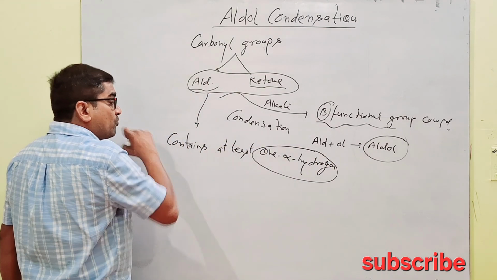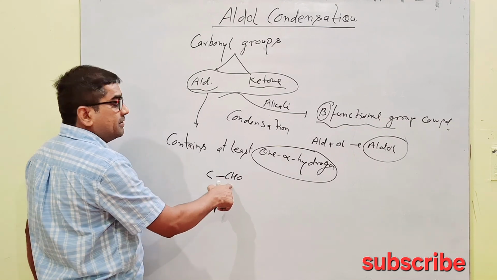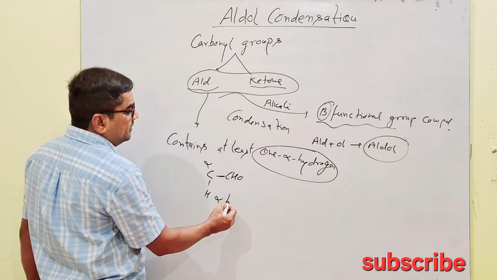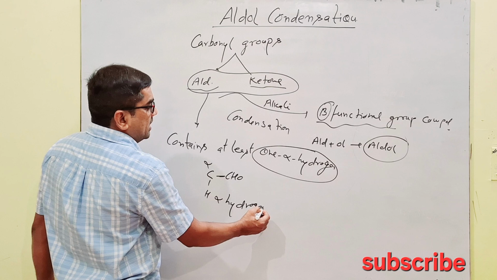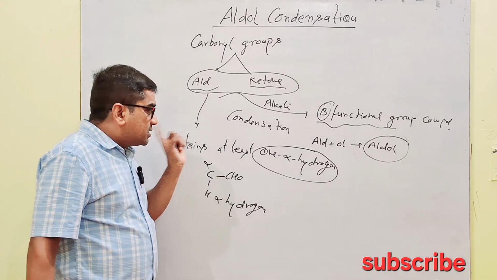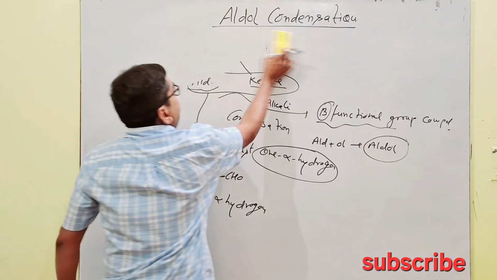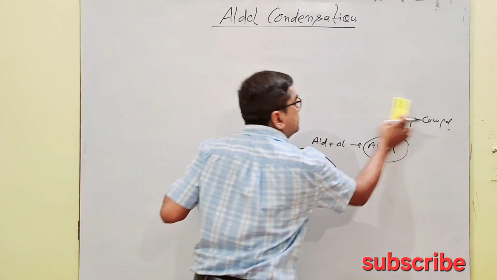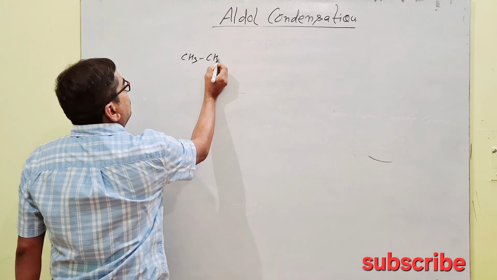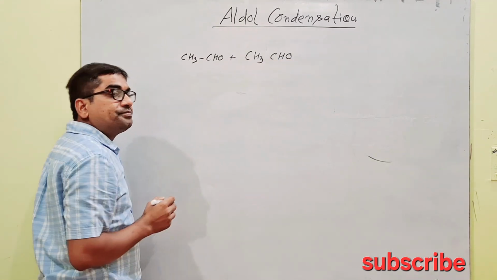What is alpha hydrogen? The carbon directly attached to the functional group is called the alpha carbon, and the hydrogen attached to this carbon is called alpha hydrogen. So carbonyl compounds that contain at least one alpha hydrogen undergo aldol condensation. Now the reaction is like CH3CHO, acetaldehyde, with two molecules of acetaldehyde, CH3CHO.